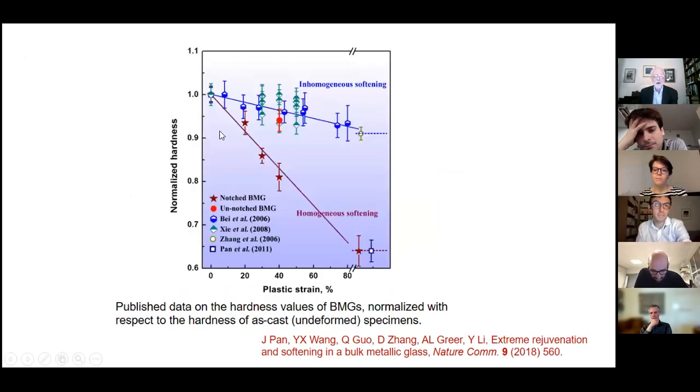And it follows a different hardness trajectory as a function of what appears to be the plastic strain. And that's presumably something to do with the hydrostatic stress effect. It's getting very much softer and in fact comparable to the material in shear bands in the otherwise deformed metallic glass.